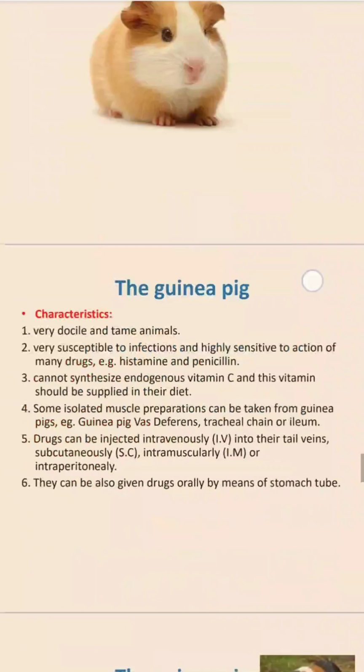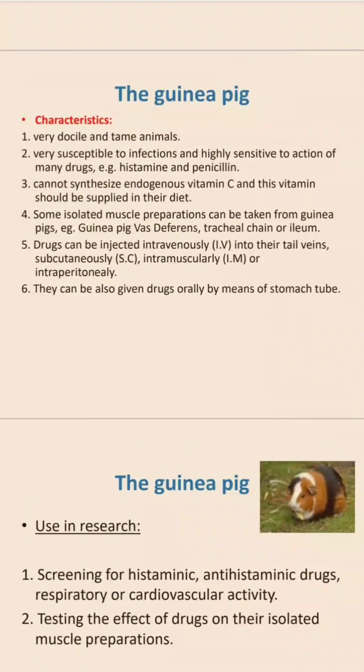Now let's discuss the characteristics of the guinea pig. They are very docile and tame animals, very susceptible to infections and highly sensitive to actions of many drugs, for example histamine and penicillin. They can't synthesize endogenous vitamin C, and this vitamin should be supplied in their diet. Some isolated muscle preparations can be taken from guinea pigs, for example guinea pig vas deferens, tracheal chain or ileum.